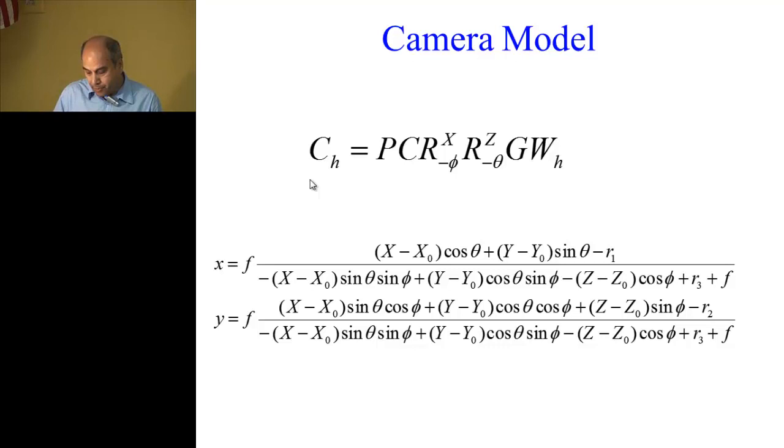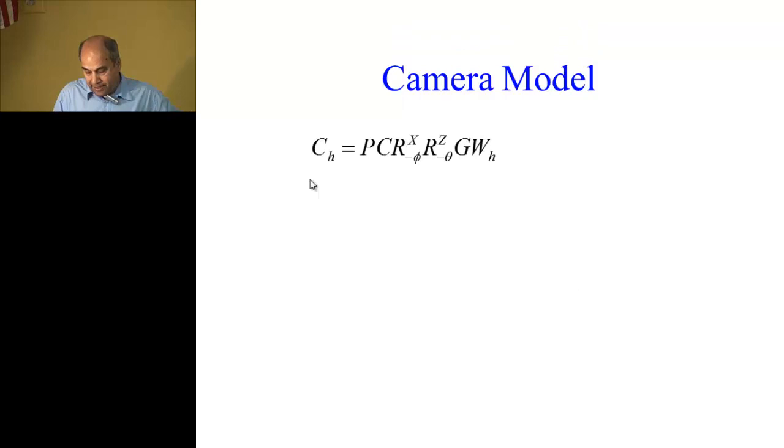There's nothing, everything is very simple. But you have to do that. You have to get these matrices, multiply them, do it correctly, and then go from homogeneous to Cartesian, we divide by the fourth element, and that's it. Okay? So that is our camera model.